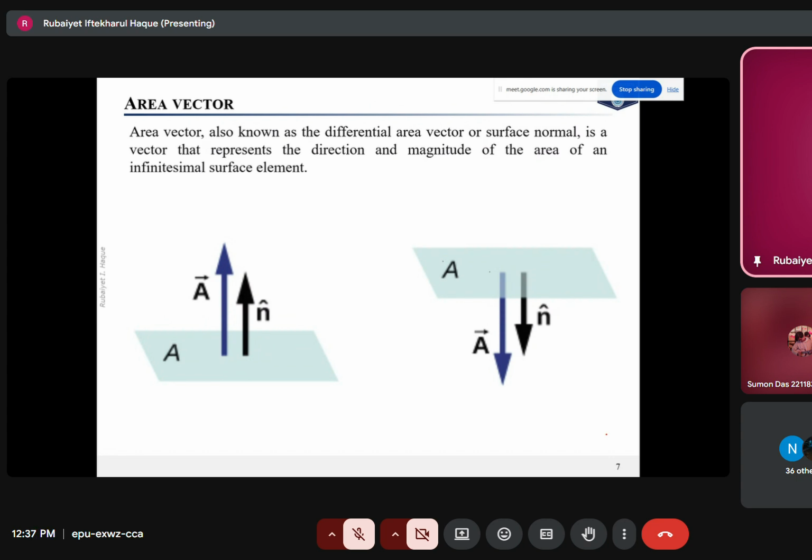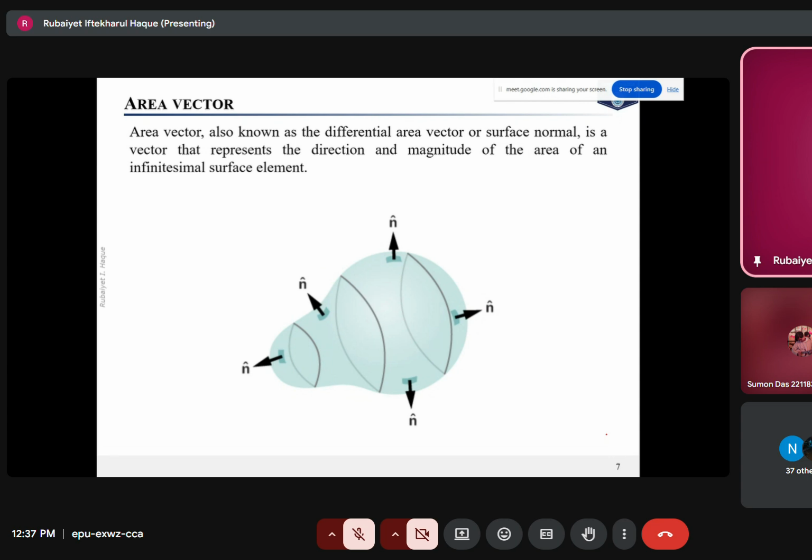But we are talking about the Gauss surface, and we said the Gauss surface is a closed surface. Then what is the direction for the closed surface? For the closed surface, it is always perpendicular to the surface, and it is always pointing outward. For the closed surface, you have to take a small patch element. You can see the element here. Whichever direction the element is, you have to draw the perpendicular on that element, and it will always point outward.